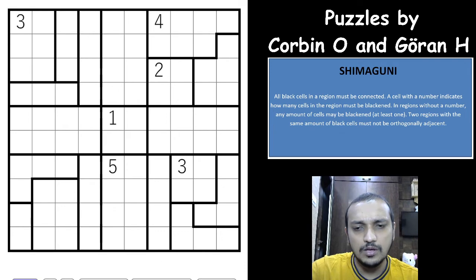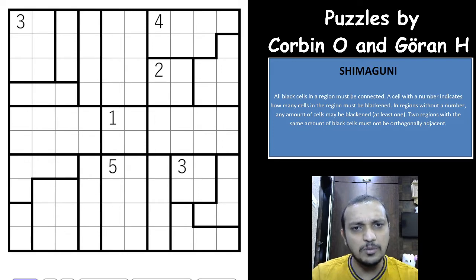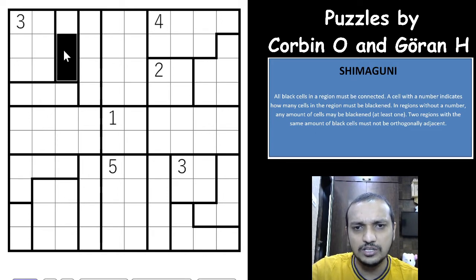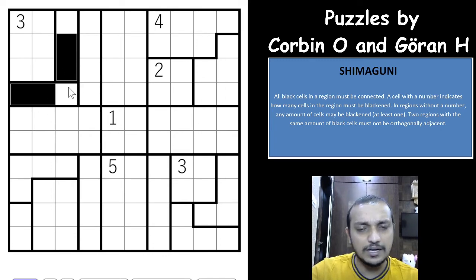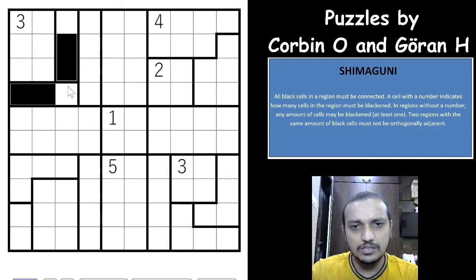And the next part of the rule is that if there is no number in the region, any number of black cells can be there in the region, and two regions with the same amount of black cells cannot be orthogonally adjacent to each other. So for example, if you have 2 cells shaded here, you cannot have 2 cells shaded here, because both of these regions are orthogonally connected to each other, which means you cannot have the same number of shaded cells in both the regions. That is what the rule says.